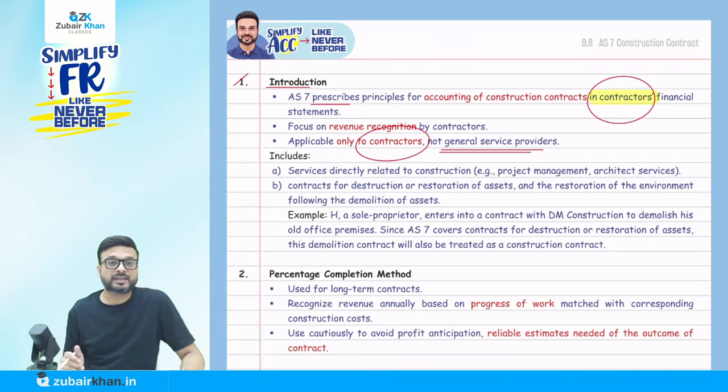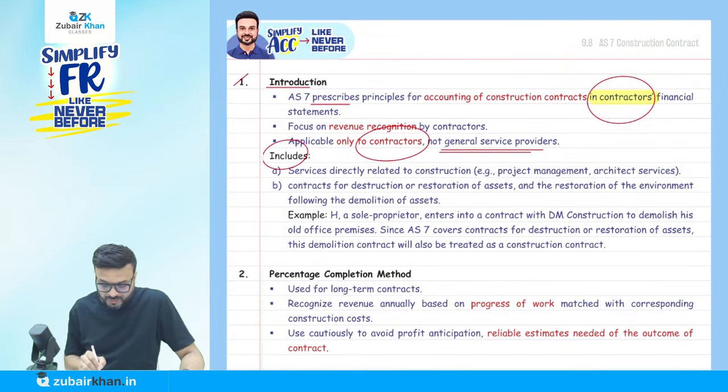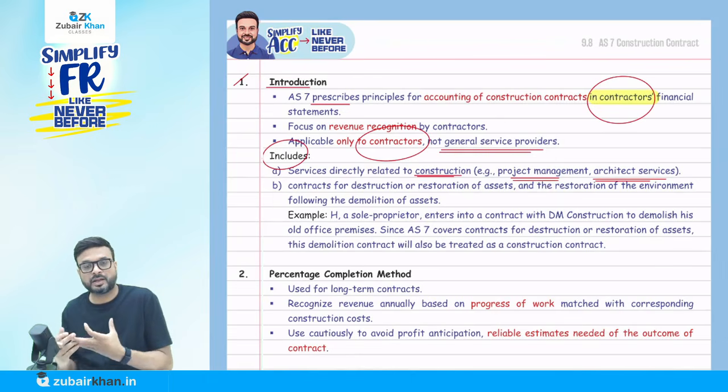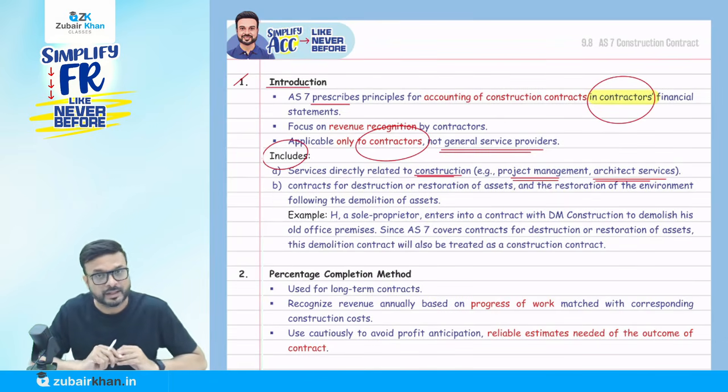Okay. So they say here, but what it includes is services which are directly related to construction, like project management, okay, architect services. These are directly related to the construction. Therefore, that service is also covered under Accounting Standard 7.